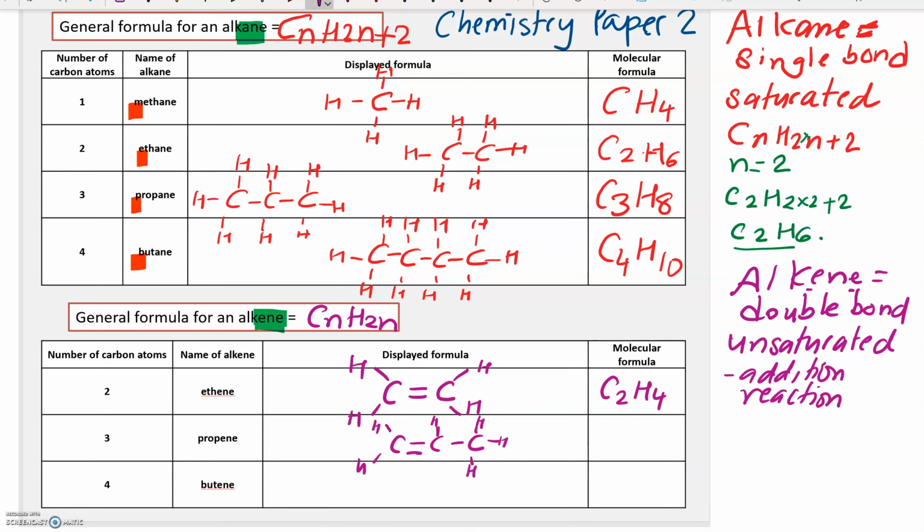And at GCSE, it really doesn't matter where you add the double bond because we are not actually naming them. So here the formula is C3H6.